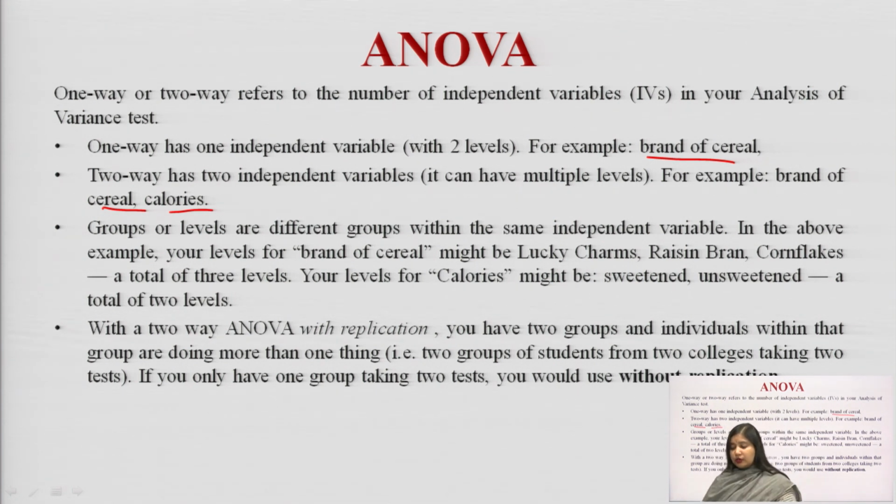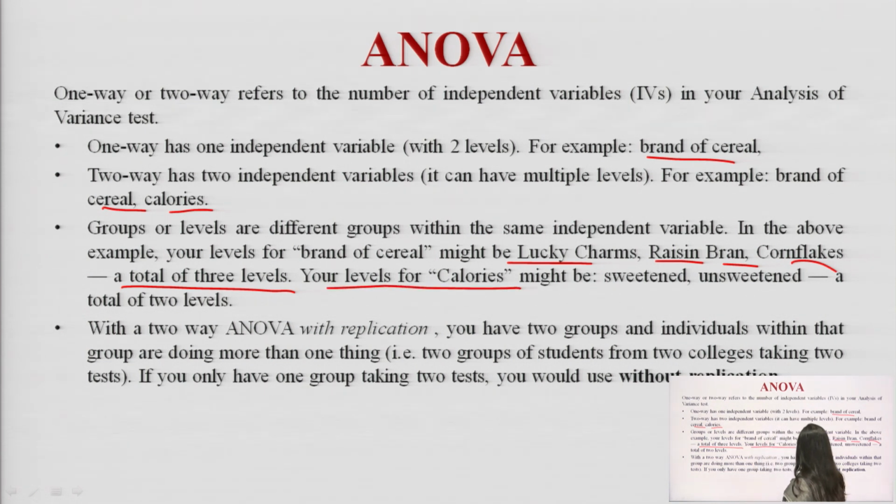Then the groups or the levels are the different groups within the same independent variable. In the above example, our levels for the brand of the cereal might be the different flavors, like if we are talking about one single brand, but in that single brand they have multiple products with different flavors. So, a few examples are given, like charm, raisin bran, cornflakes, and a lot of them, the 3 levels, and your levels for the calorie might be sweetened, unsweetened, and the other 2 levels.